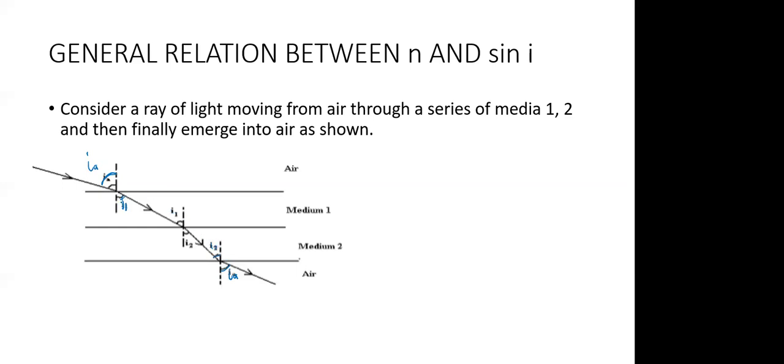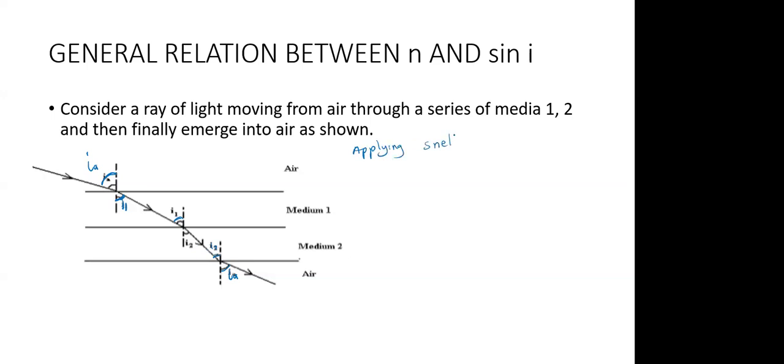What do you need to know? That this angle here and this angle here, they are the same angles. Why? These two angles are alternating angles. Angle I2, which is the refraction angle, is equal to this angle. Why? Because those two angles are still alternating. Now, when I'm applying Snell's law, here I'm going to say, applying Snell's law.